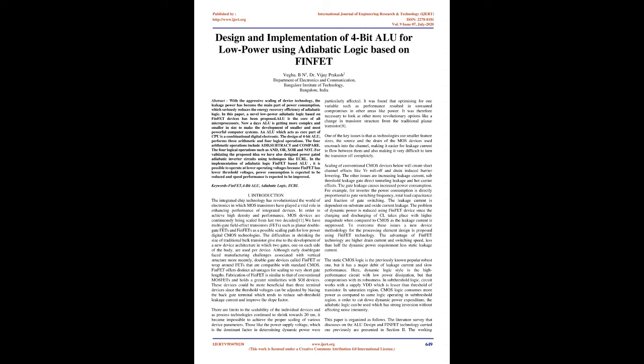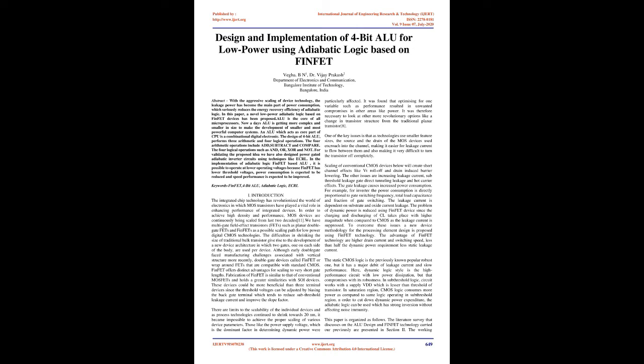For validating the proposed idea, we have also designed power-gated adiabatic inverter circuits using techniques like ECRL. In the implementation of the adiabatic logic FinFET-based ALU, it is possible to operate at lower operating voltages because FinFET has lower threshold voltages. Power consumption is expected to be reduced and speed performance is expected to be improved. Keywords: FinFET, 4-bit ALU, adiabatic logic, ECRL.